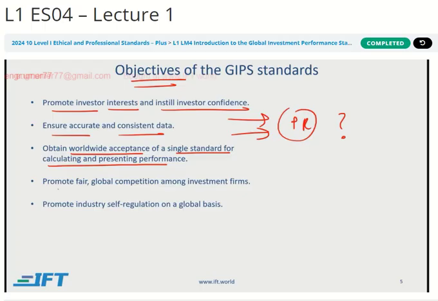The GIPS standards want to promote fair global competition among investment firms. Obviously, if they are following the same rules, then that is good for competition. And the final point here is that the GIPS standards want to promote industry self-regulation on a global basis.